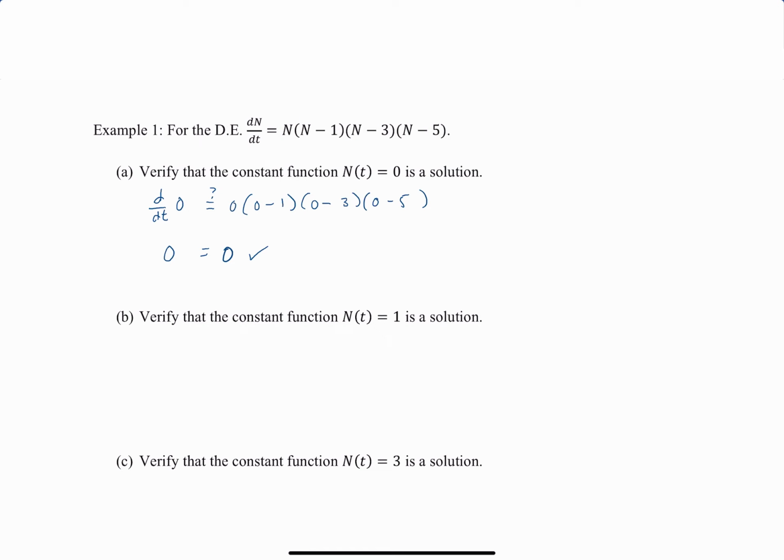Next, let's verify that the constant function n of t equals 1 is a solution. So this time I'm going to put the constant 1 in on both sides and ask myself if I get a true equation. On the left-hand side, the derivative is 0 because the derivative of any constant is 0. And on the right-hand side, notice that one of the factors is 0, so the product will be 0. We have a true equation, and hence n of t equals 1 is a solution.